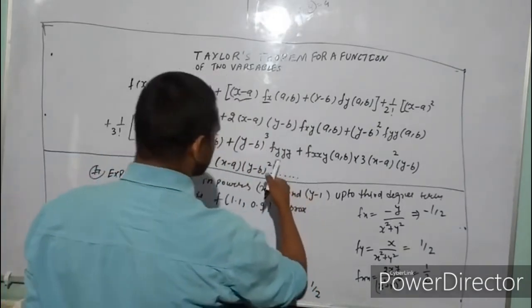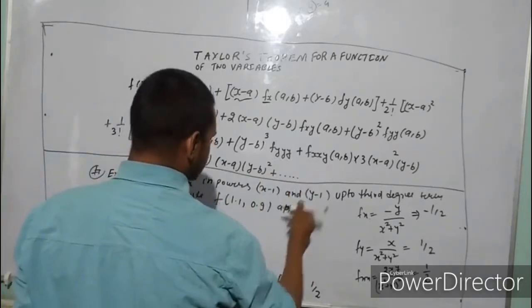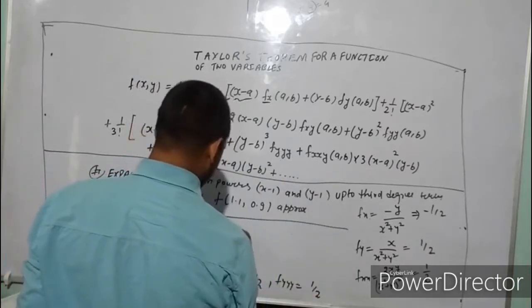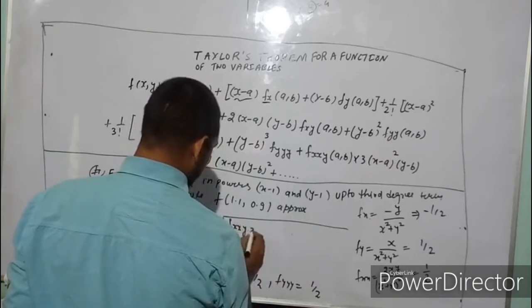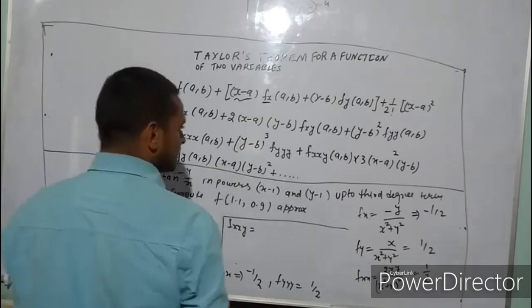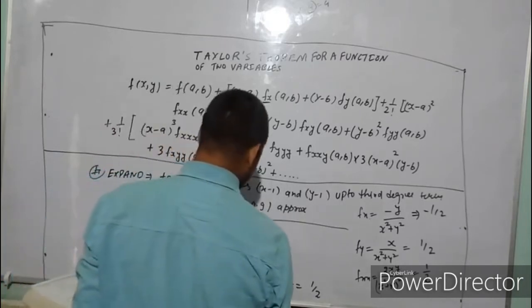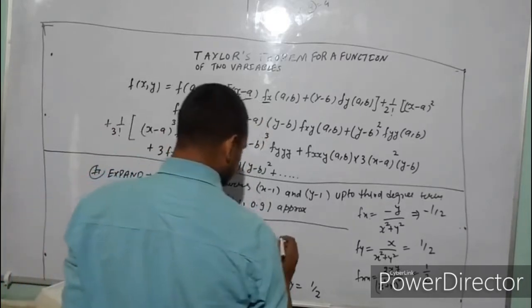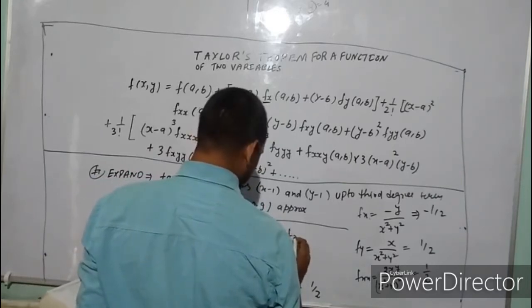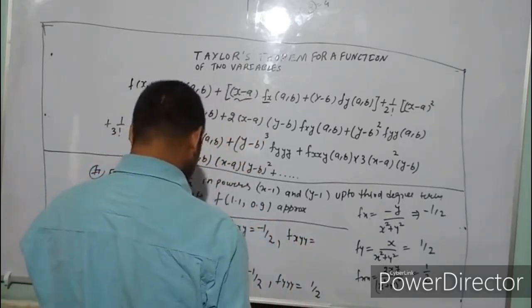Now this is f triple y, f triple x. Now f double dash xy, f double xy is again minus 1 over 2. And f xyy is 1 over 2.